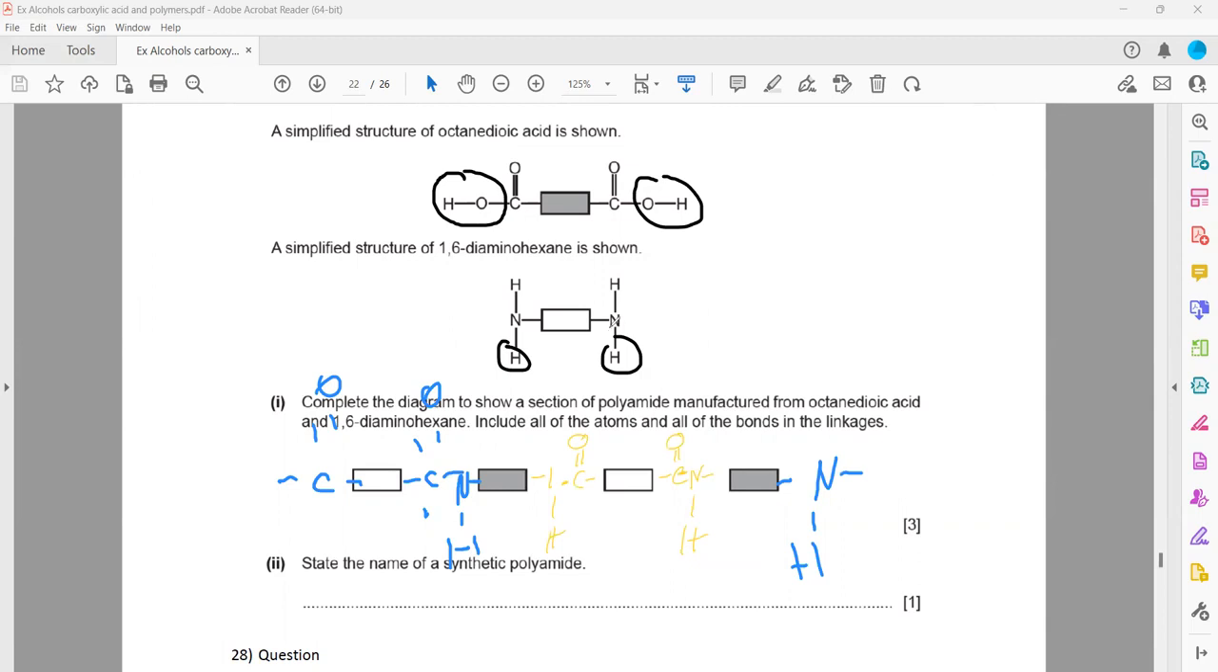State the name of this synthetic polyamide, what we call this. Nylon. So we call that a nylon.